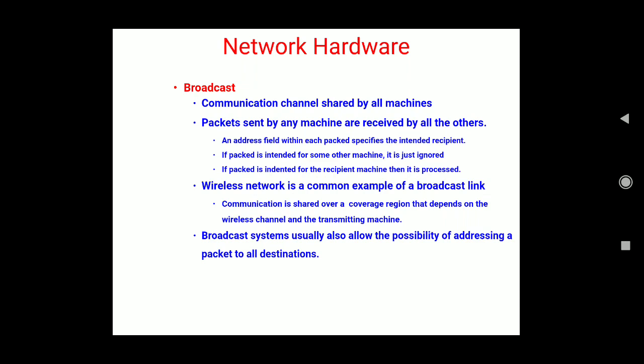So wireless network is a common example of a broadcast network. If you see wireless technology, no such physical medium is used for connection. So that is the common example of a broadcast link. Here the communication is shared over a coverage region that depends on the wireless channel and the transmitting machine, the range we can say. The broadcast systems usually allow the possibility of addressing a packet to all destinations. This is the exact meaning of broadcasting. One packet can be sent to all machines. This is called broadcasting.